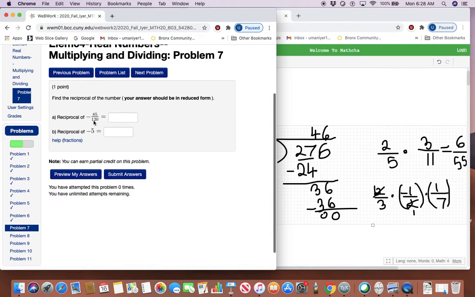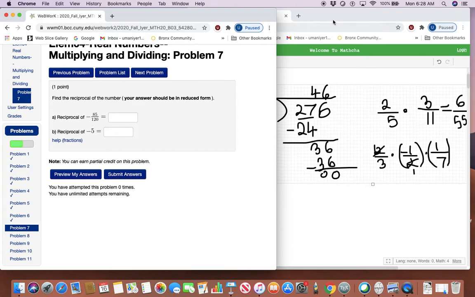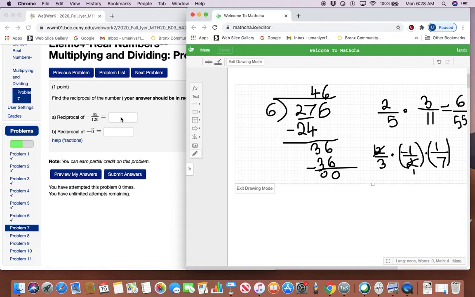Alright. What is the reciprocal? You see, reciprocal is simply, you have to flip it over, right? So the reciprocal of negative 85 over 120 is negative 120 over 85. That's the reciprocal.